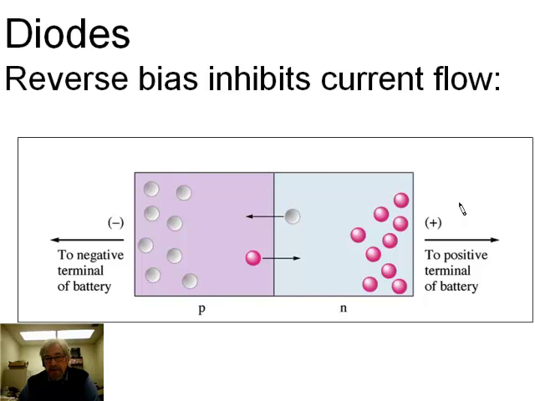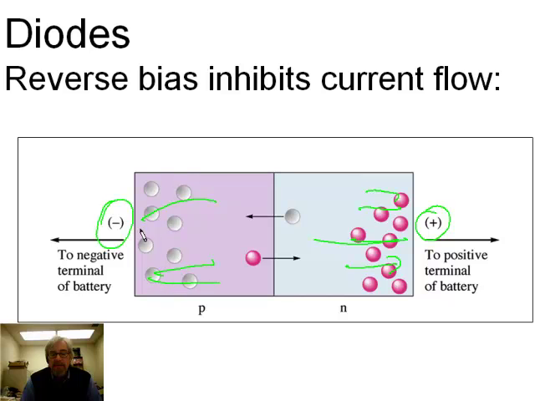If I hook it up the other way, however, I have what's called reverse bias, and that inhibits current flow. Electrons are attracted to positive charge. So if the positive terminal is over here, these electrons are going to move towards the far end of the N-type semiconductor, and the holes are all going to move towards the negative end of the P-type semiconductor. And in the end, you have no electron flow.